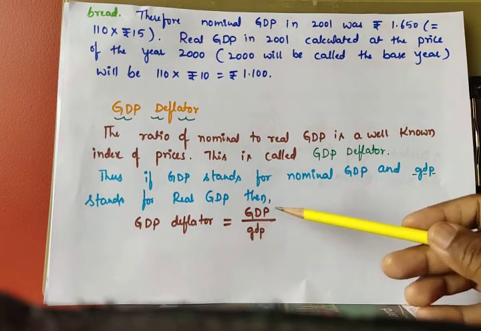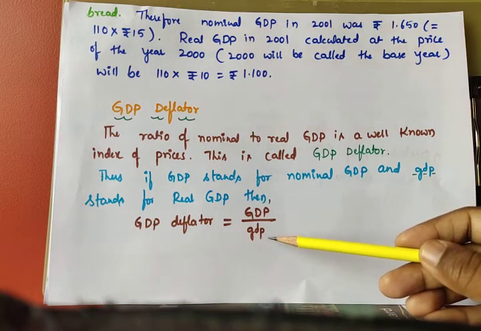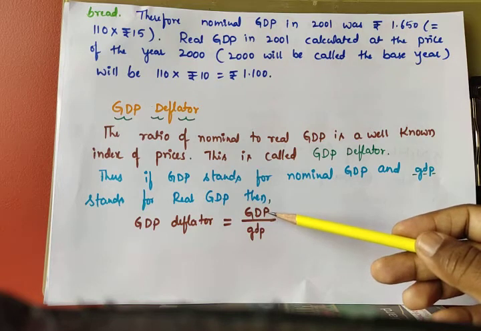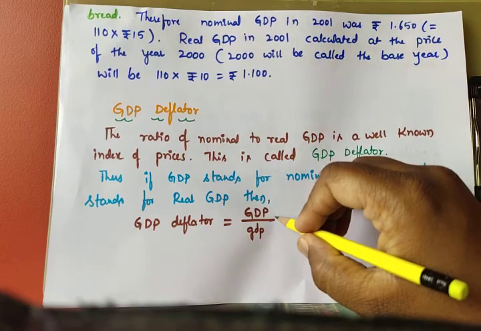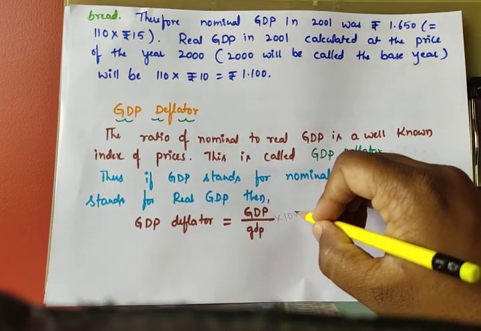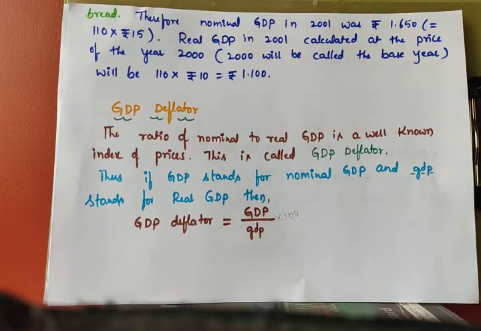See, the GDP deflator is nominal GDP divided by real GDP. So this is real, this is nominal. Okay. So through this one only we can calculate national income. That also we should multiply by 100 percent. We should calculate in the form of percentage.